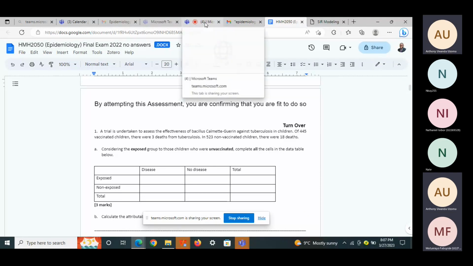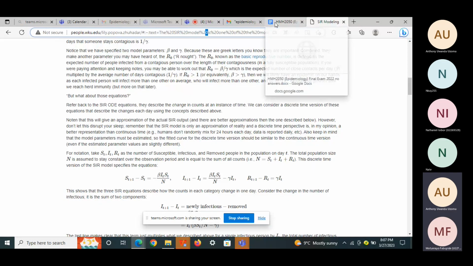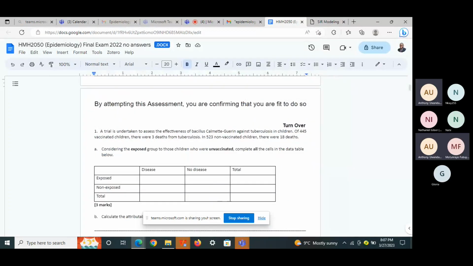I hope you guys can see my screen. Can you see my screen? Please unmute your mic and respond if you can see my screen. Yes, we can. Okay, so can we attempt this question?